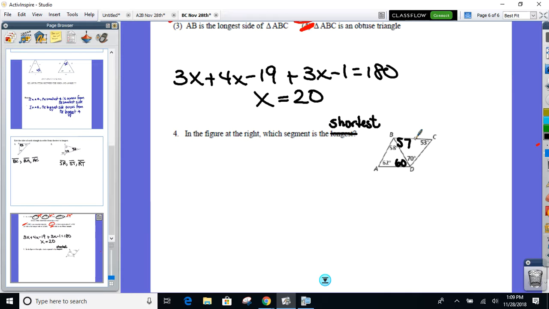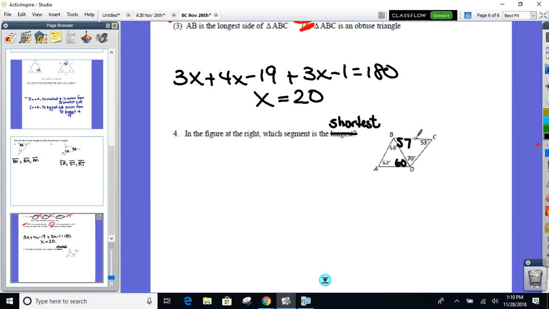Here's why that cannot be my answer. It's the shortest side in triangle BCD, but it's actually the what side in triangle ABD? The longest, which means there's something shorter than that. You see why BD cannot be my side length.